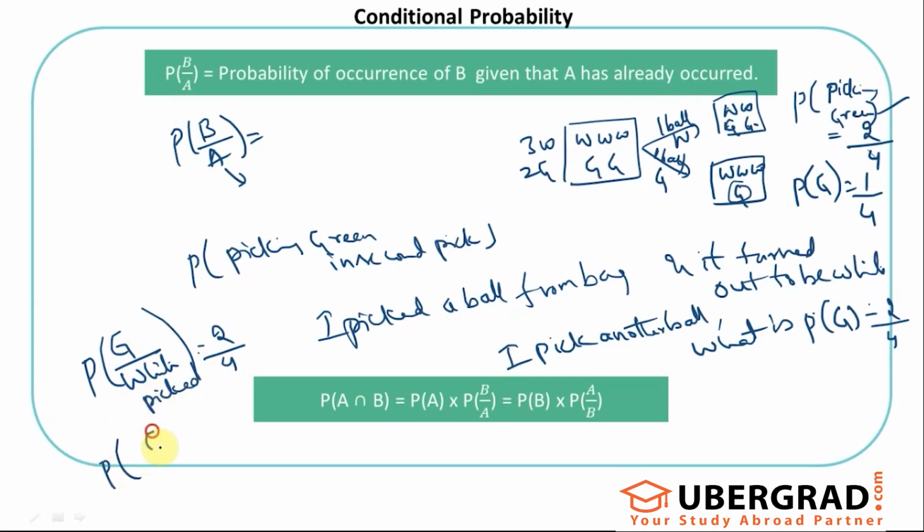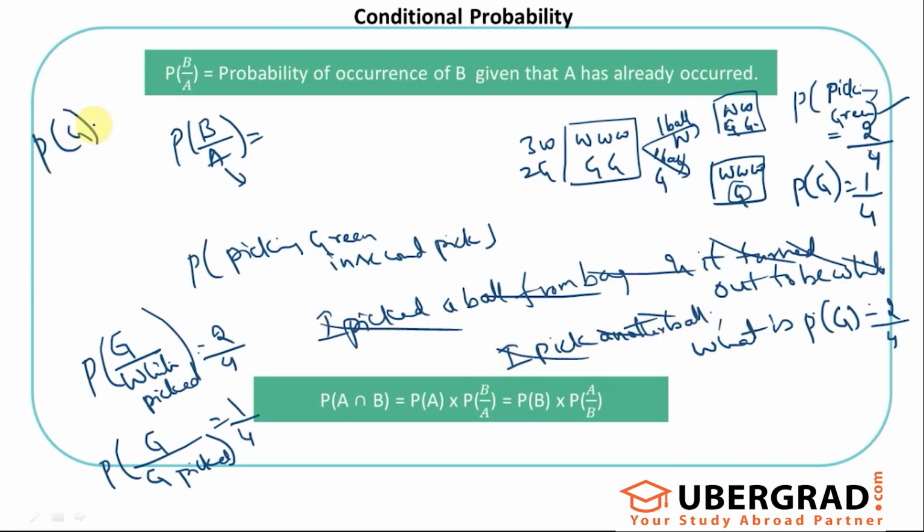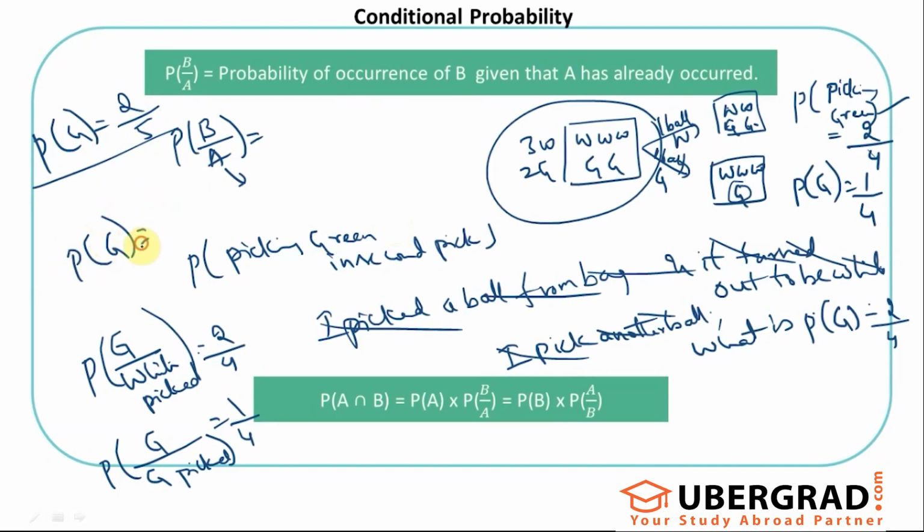What is the probability of picking green second time with green already picked? That is 1 by 4. If I don't give you this information, and I just say what is the probability of picking green, what would have been the answer? You'll use this composition and you would say 2 by 5, which is different from this. Let's say I said that I removed a ball. I don't know which color it is. I removed a ball from the bag. Now I am trying to remove another ball. What is the probability of seeing the green in my second pick?